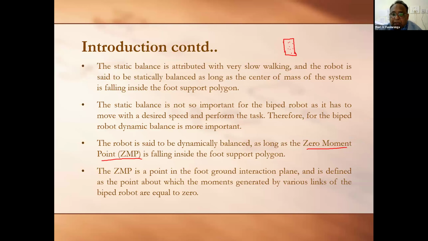It is a point on the foot support and foot-ground interaction, about which the moments generated by various links of this robot are made equal to zero. That point is called the zero moment point. Very much similar to static balance, where the center of mass lies inside the foot support polygon, when the robot is making a dynamic walk, its zero moment point should also fall inside the foot support polygon. Then only can we say that the robot is dynamically balanced.